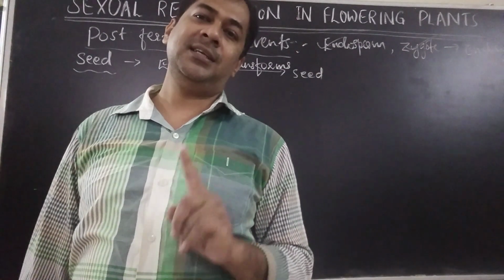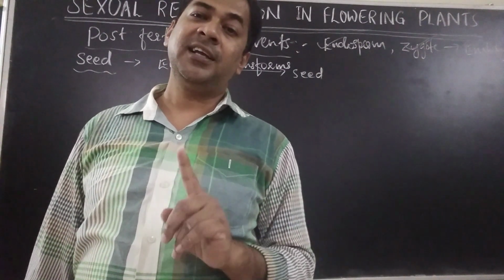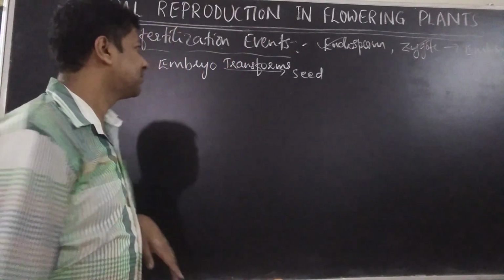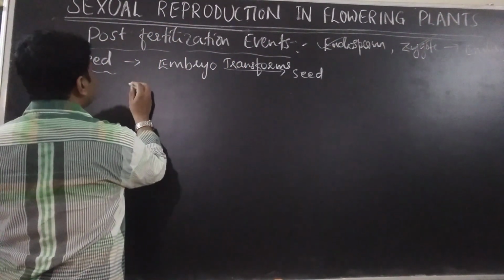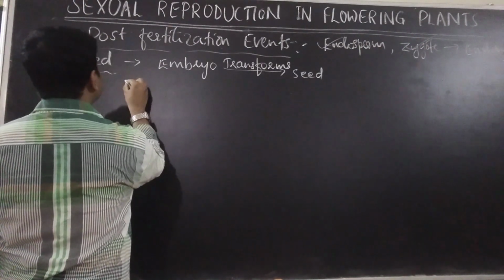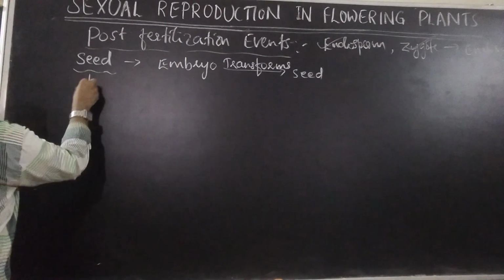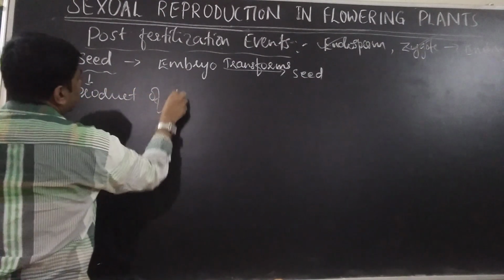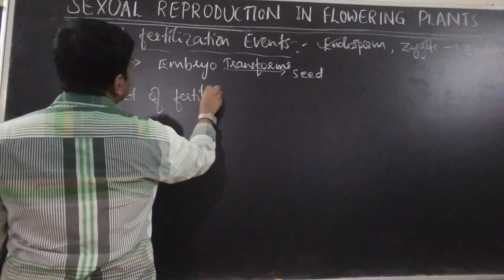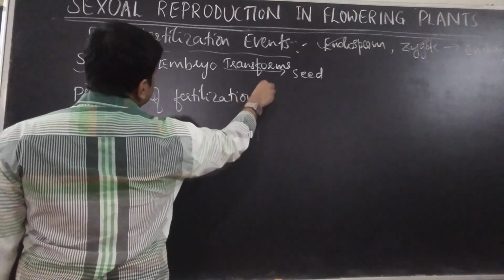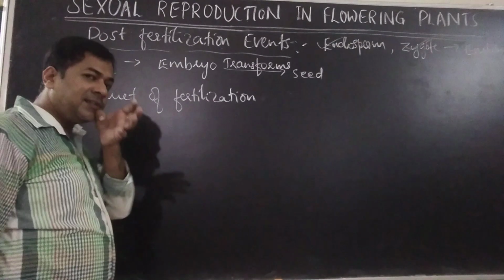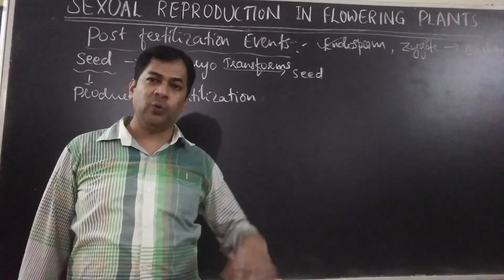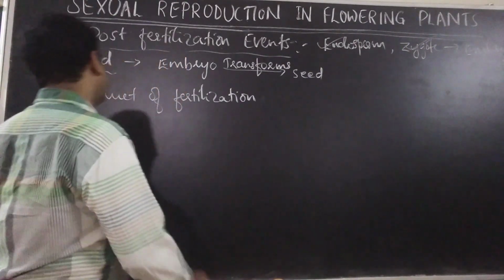Seed is produced after fertilization. So seed is also called a fertilized product, or product of fertilization. Seed is a product of fertilization. We can also say seed is a fertilized ovule because ovule becomes a seed. No, ovary becomes fruit. You know that.